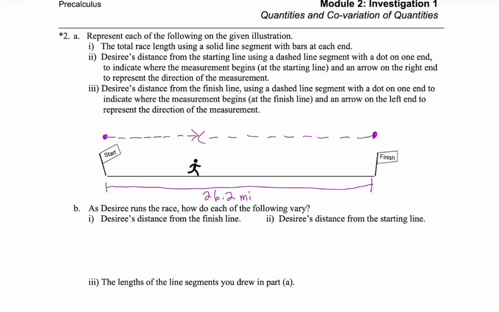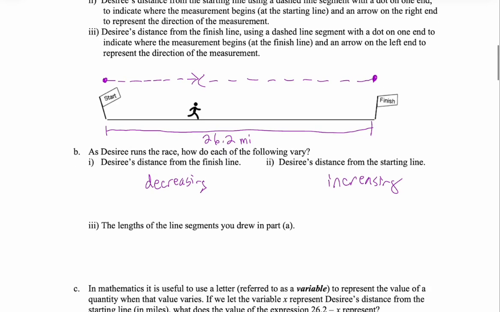Okay, so then let's take a look at 2B. It says, as Desiree runs the race, how do each of the following vary? So Desiree's distance from the finish line is decreasing. Desiree's distance from the start line is increasing. The lengths of the line segments you drew in part A, they always add to the total 26.2.